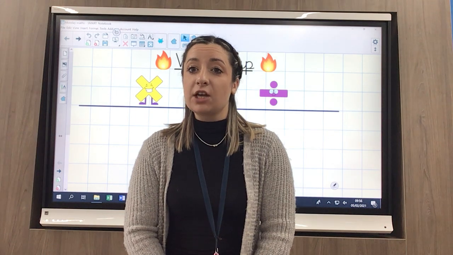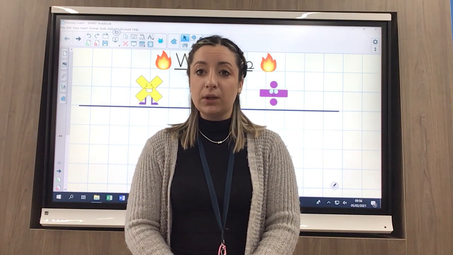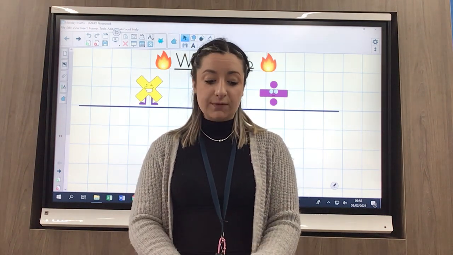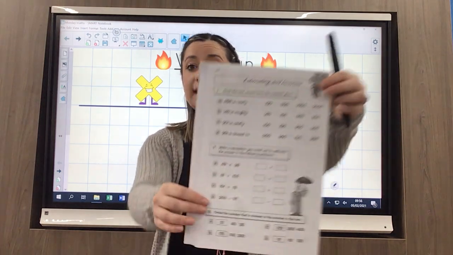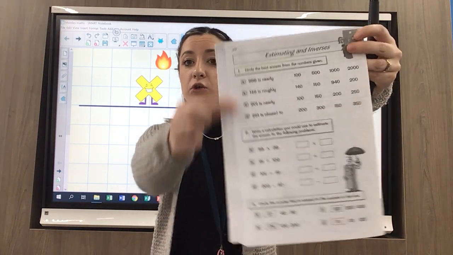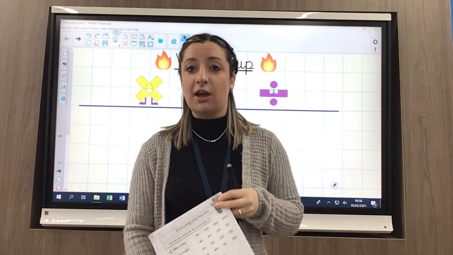So this lesson is going to be for the children with the Year 3 booklet, and today's learning we are just focusing on page 20, and this is page 20, so I just want us to be looking at section 1, 2 and 3 for this video.